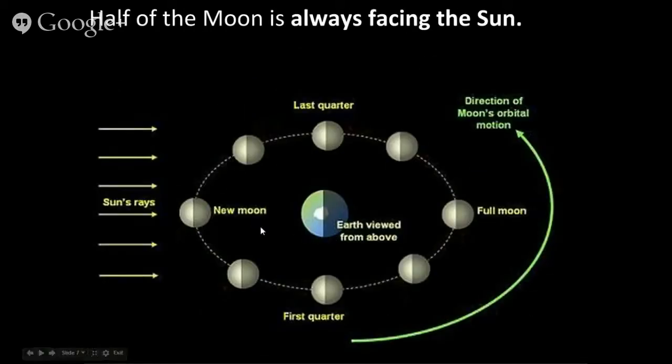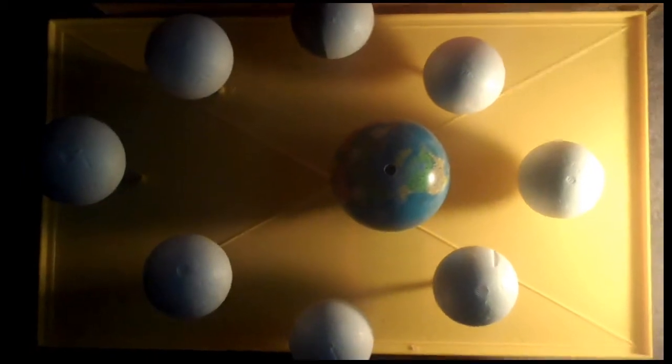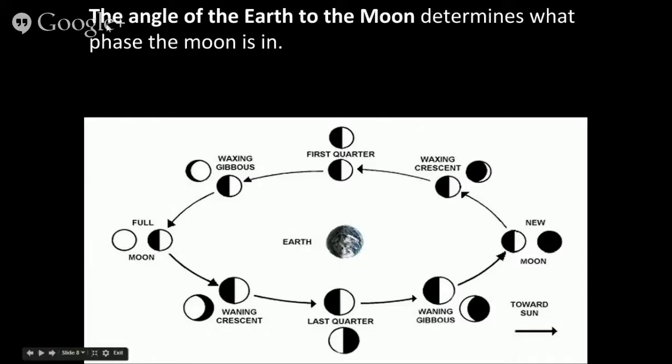So we've already established that half the moon is always facing the sun. And I love this picture because it shows that no matter what phase the moon is in, and these represent different positions of the moon around the Earth, no matter what, it's always covered halfway in light. So in this model, you will see, looking above out in space, every single moon, no matter what the position, is halfway covered in light. The angle of the Earth to the moon determines what phase the moon is in.